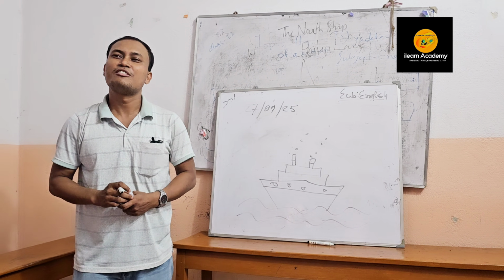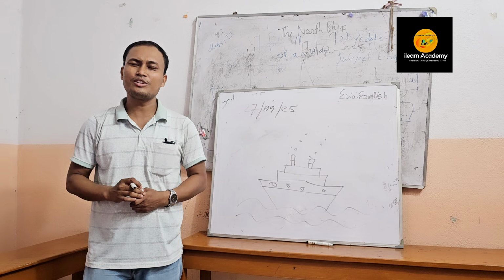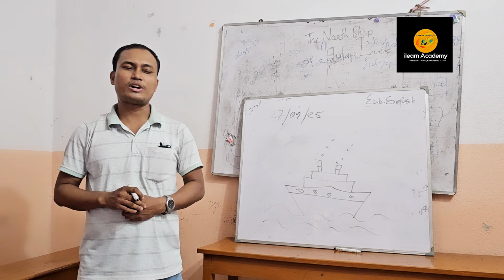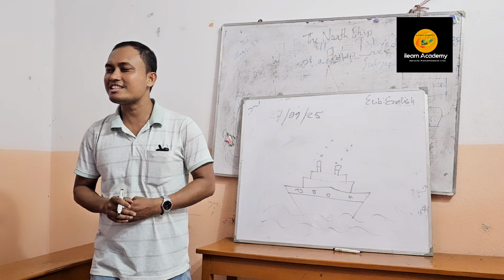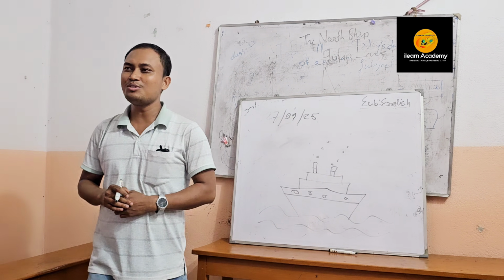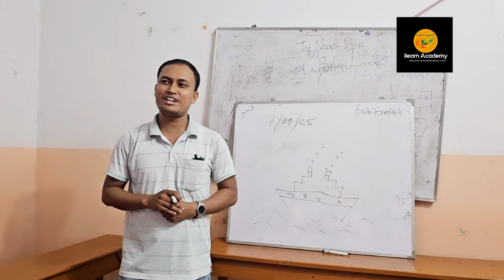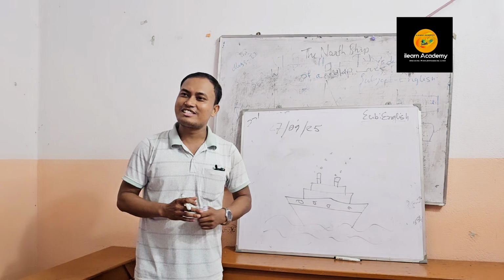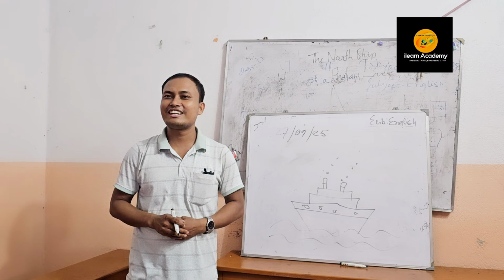It's a boat. Very good. You are partially right. Okay. So, is there anyone who can tell me the correct answer? What is this? Yes, Raju. Yes. Very good. It's a ship. So, now tell me, Raju, what is the difference between a ship and a boat? Yes, very good. A ship is a larger vessel than a boat.